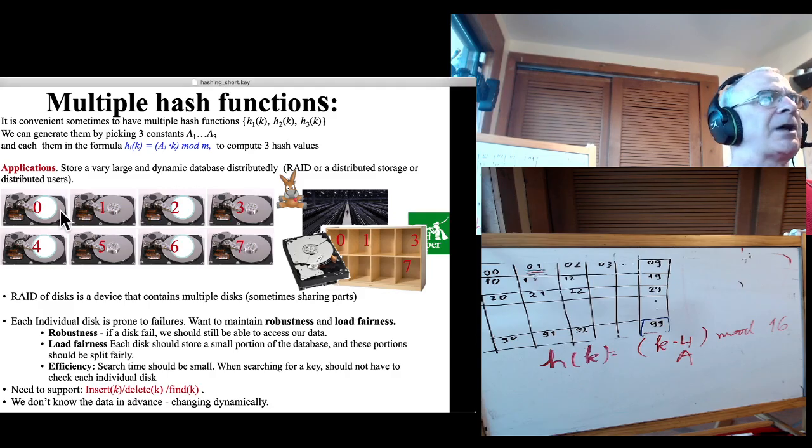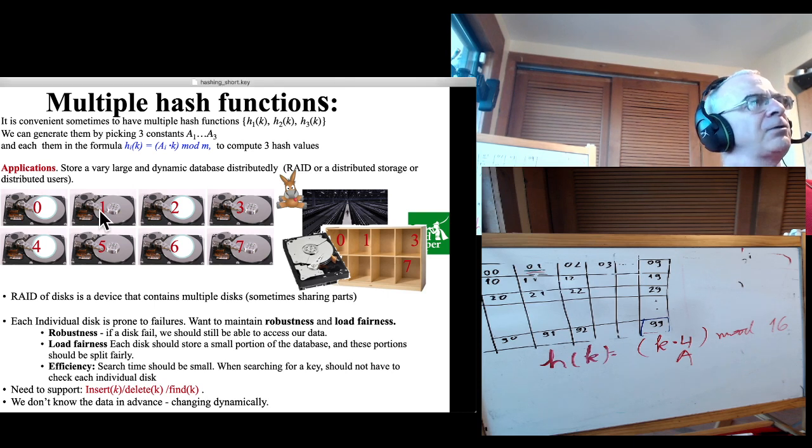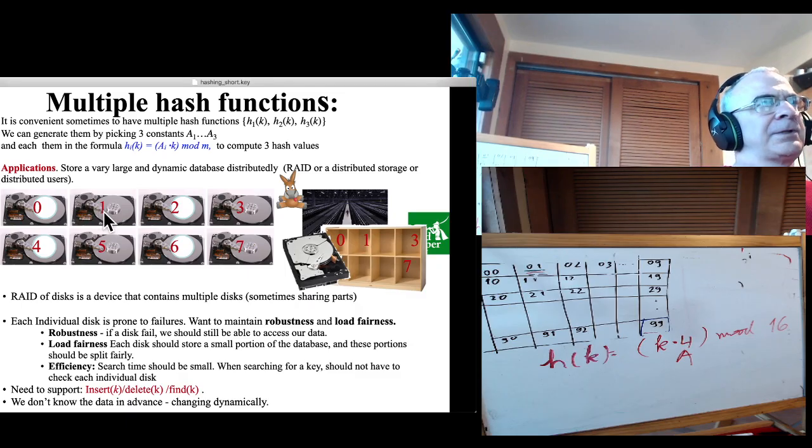I want to split somehow the database between the users, but at the same time, I don't know what the database is ahead of time. I don't know what the songs are going to be, what the keys are going to be, and I still want robustness. I want every song to be stored on several users. Do all these conditions make sense?